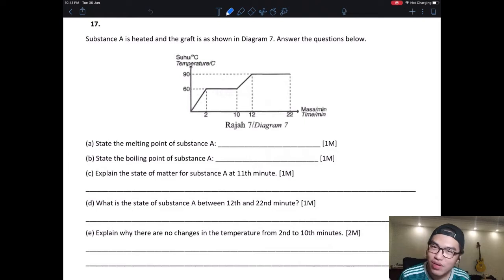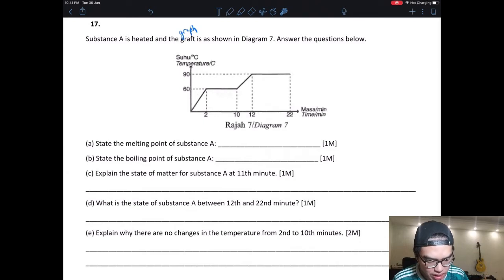So there we go, question 17. I hope you have this physical copy with you. Substance A is heated and this is the graph, sorry, there's a spelling mistake here. It's shown as diagram 7. Answer the question below. We have already gone through this, if you still remember.